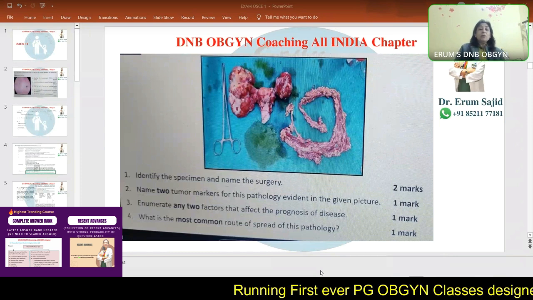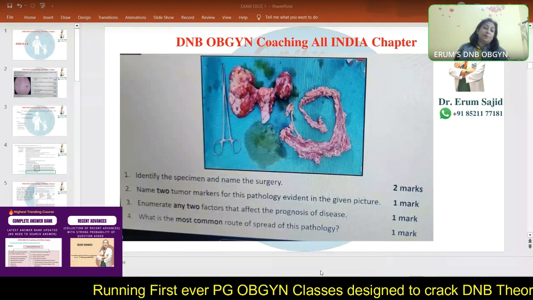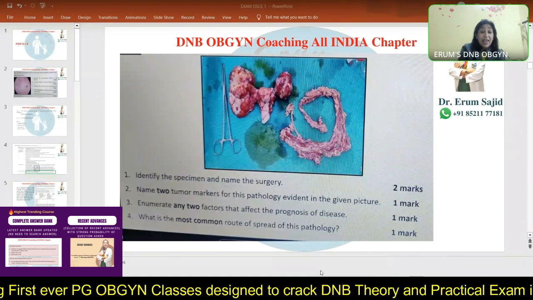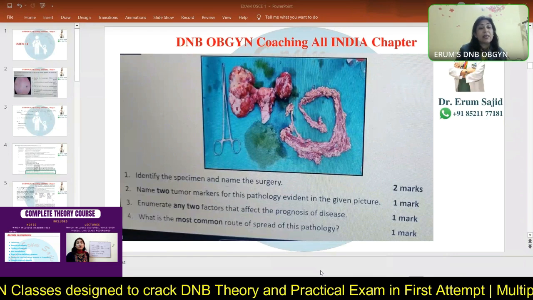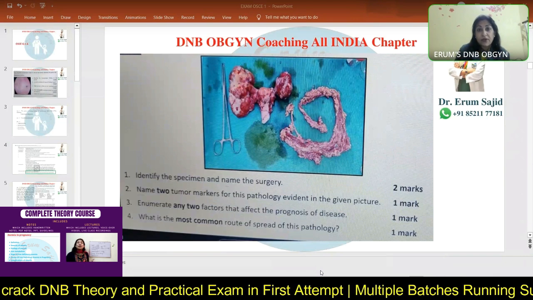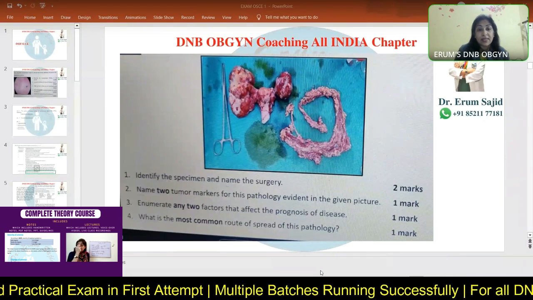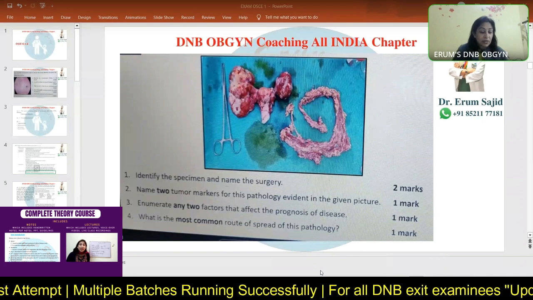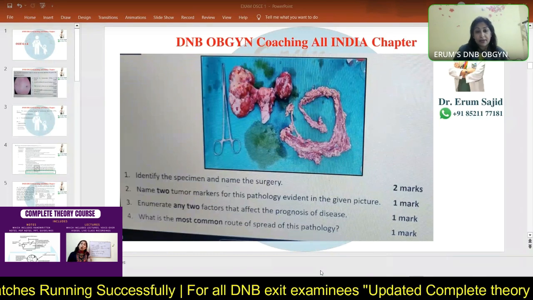So now, what's the most common route of spread of this pathology? This I would want to know. I remember teaching you this in my class. So yes, it's a direct spread. That's the worst thing, because you see the peritoneal deposits very fast, right? It doesn't take much for the peritoneal spread, and then the spread to the remaining pelvic peritoneum, and then the abdominal peritoneal cavity, correct? Yes, so it's direct.